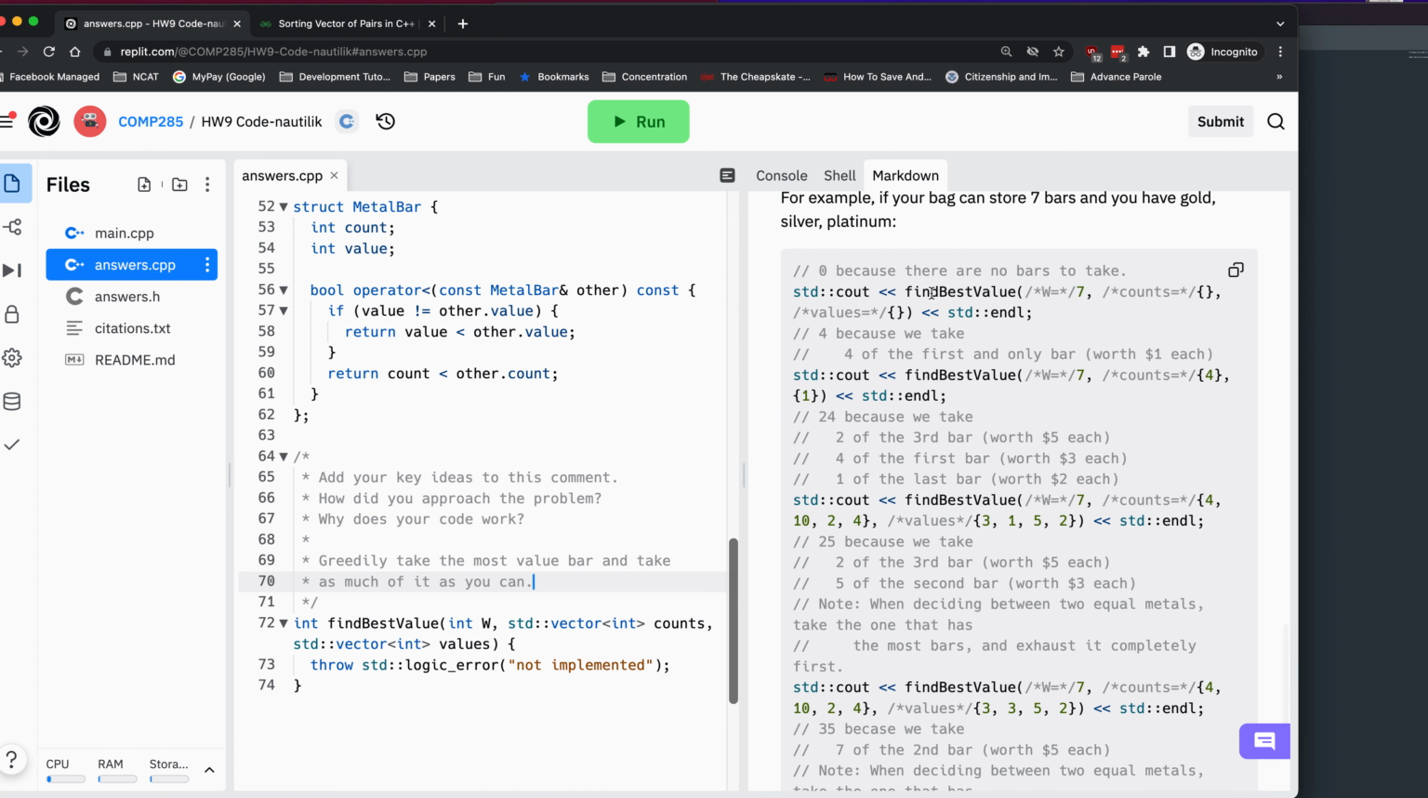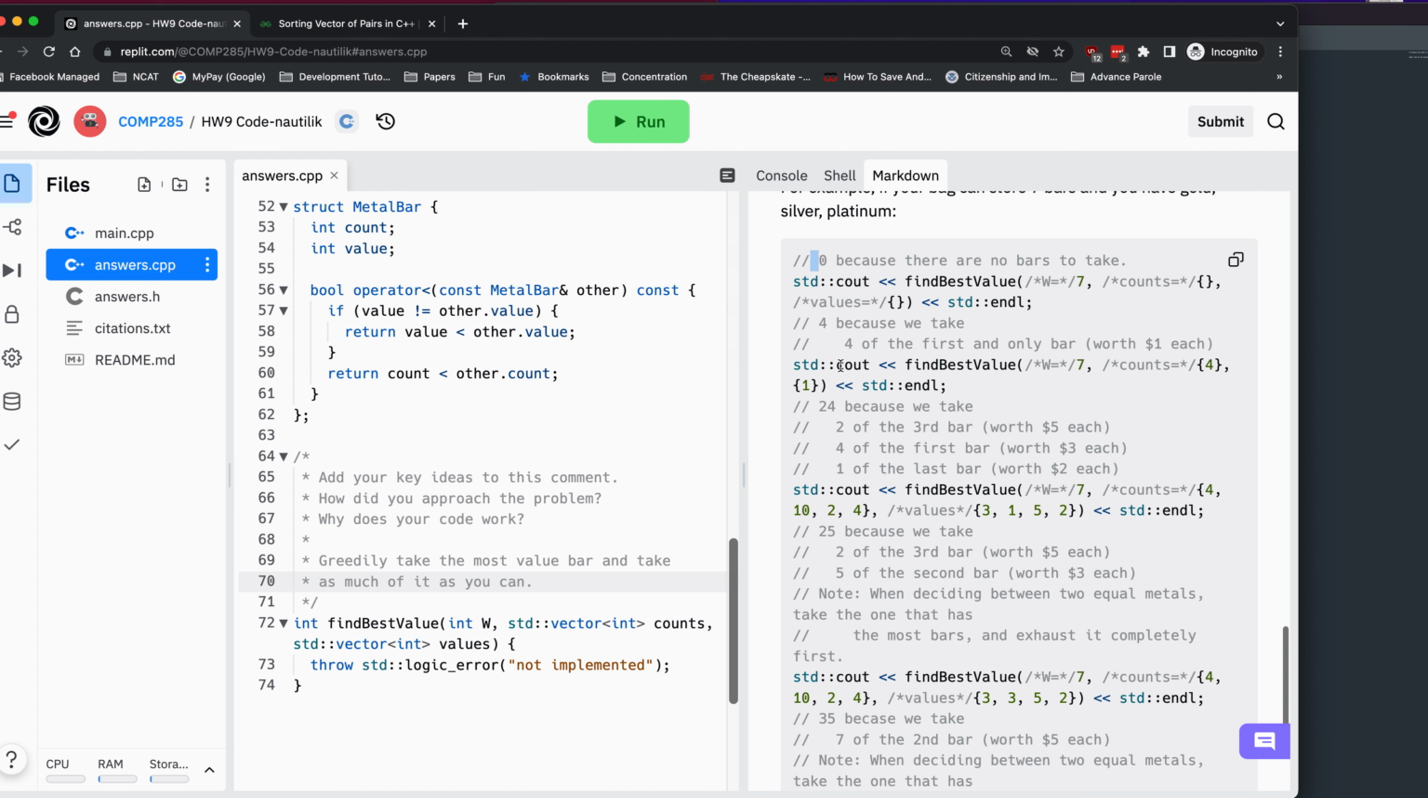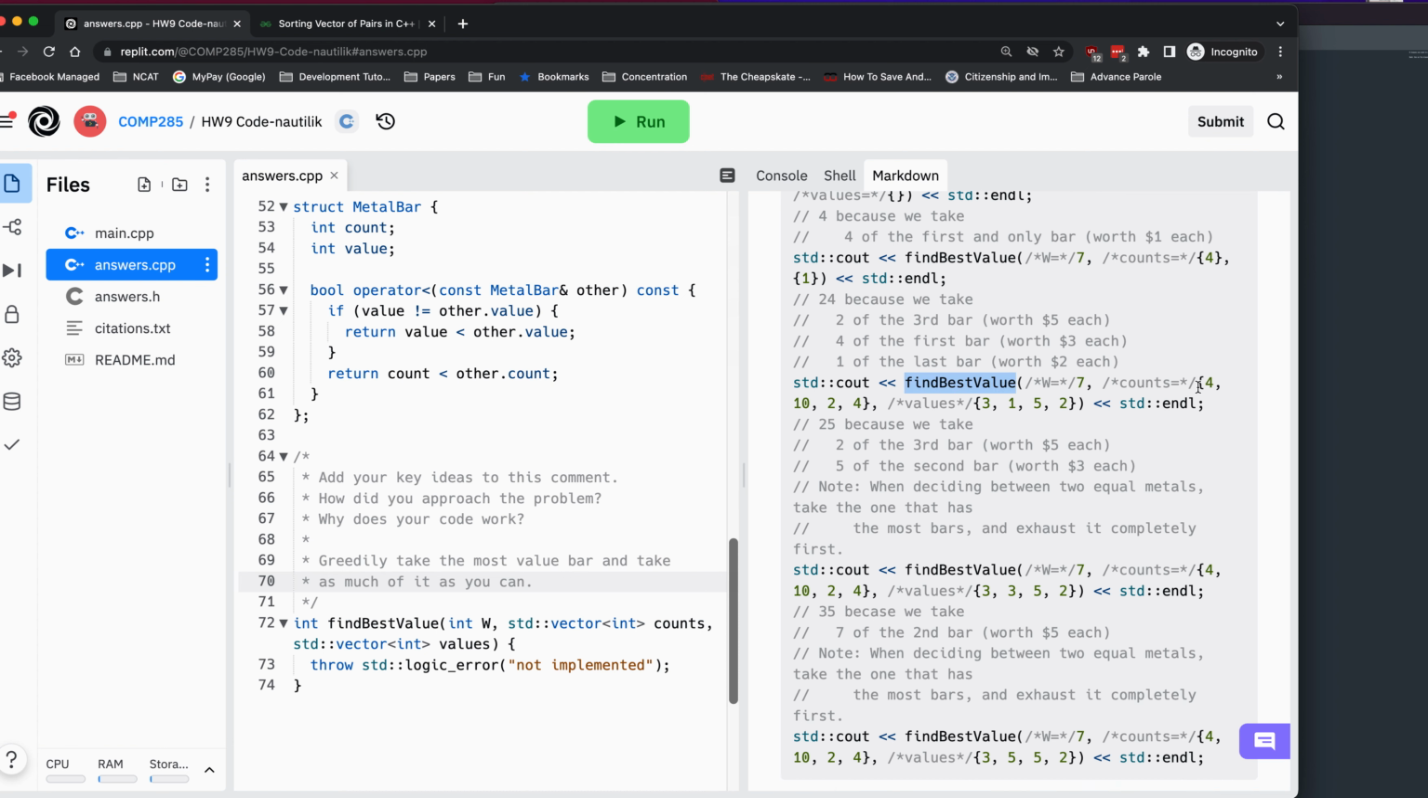And we can walk through a few examples here. So find best value, right? If you have no bars, then it's 0 because you have no bars. If you only have one, so here we have 2 bars, I think. Yeah, we have 2 bars. We have 4 of the first type, whose value is 1. So the total value you can take is actually 4 because we take 4 of the only bar that we have, right? Here we actually have 4 of the first type, 10 of the second type, 2 of the third type, 4 of the last type. And then the first type is worth 3, second type is worth 1, third type is worth 5, and the last type is worth $2 per bar.